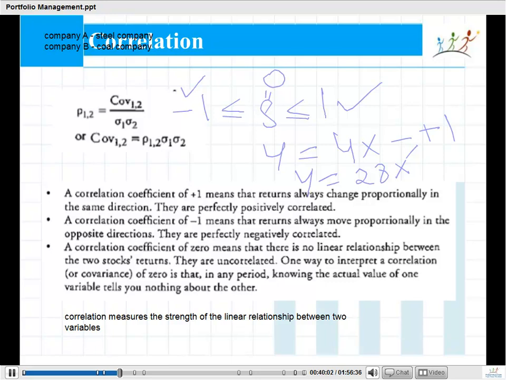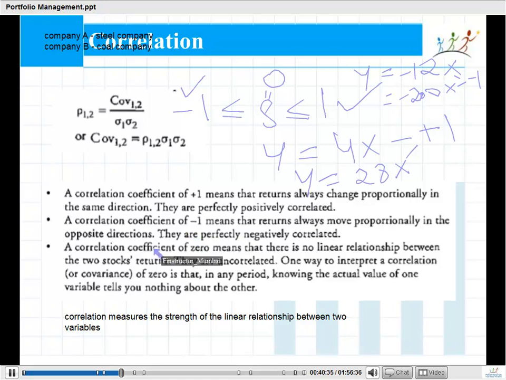If the relationship was something like y is equal to -12x or y is equal to -200x, then the correlation coefficient would come out to be, for both these series, -1. Why? It's a strong negative linear relationship. A number of -1 means that returns move proportionally in the opposite direction. They are perfectly negatively correlated.